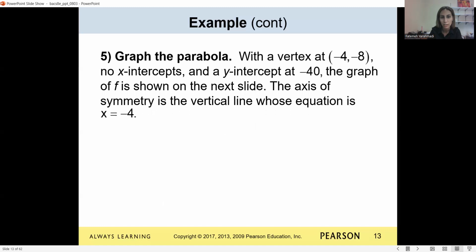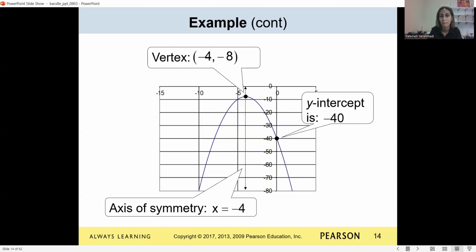What does the graph look like? This is the graph of your function. It opens downward. There is no intersection with the x-axis. It's below the x-axis. That's why you got imaginary numbers. This is the vertex, the highest point, at x = -4. The highest value of your function is -8. The y-intercept is -40, and there is no x-intercept. Why? Because you found imaginary numbers.